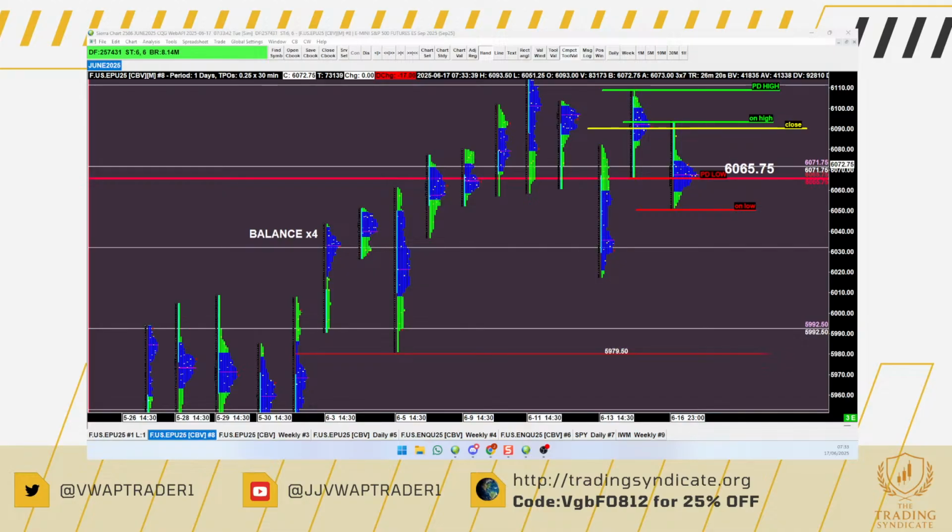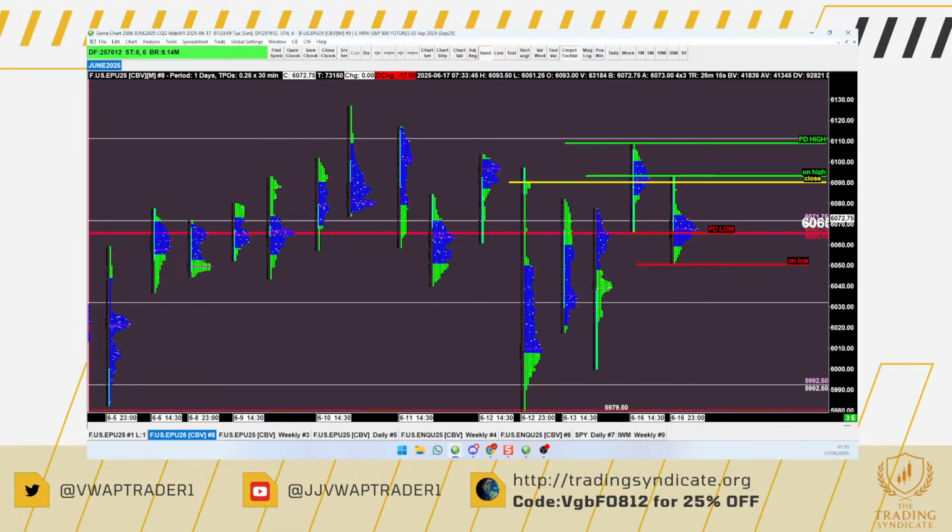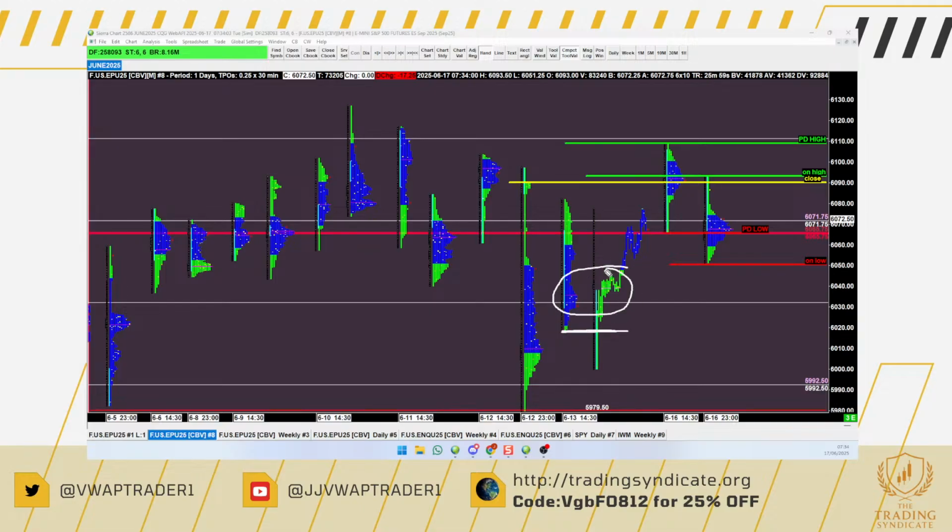Like if you look at, here's yesterday's night session. And this night session was just something else. It took out the previous day's low and it got a ton of people short down here. And even from the day before, there is a long position here, but a lot of people got short underneath 60.50.